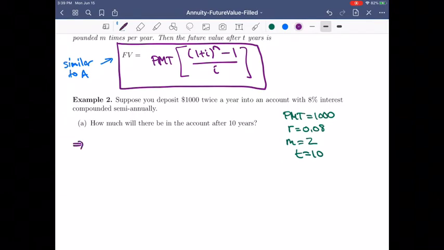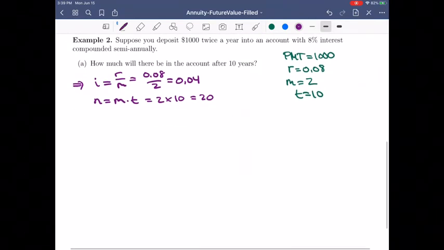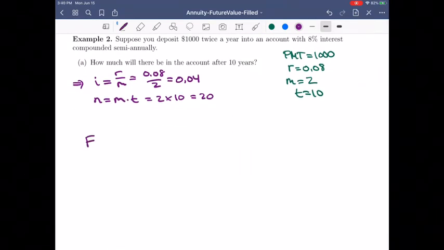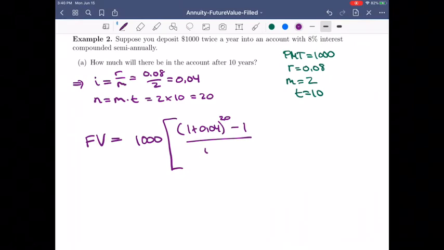So we could start by computing i, which is going to be r over m. So 0.08 over 2, which is 0.04. And then our n is m times t, so it's 2 times 10, or 20. Okay, then we can use our formula. So the future value is the payment, so $1,000 times 1 plus 0.04 to the power 20 minus 1 over 0.04.